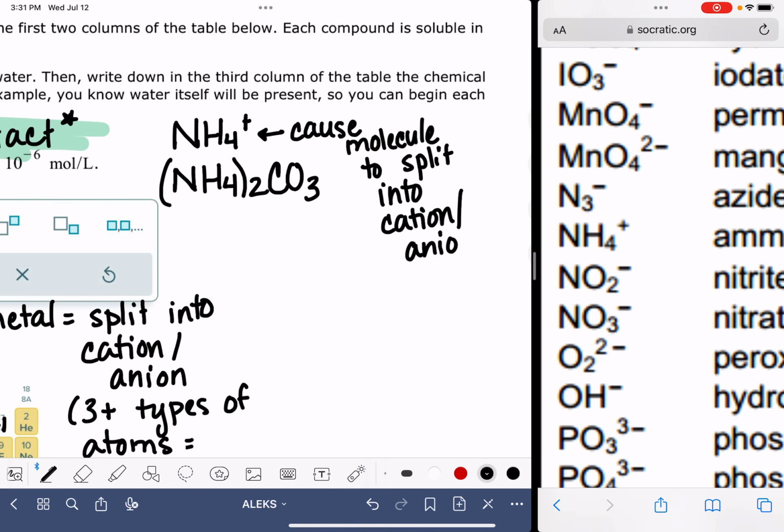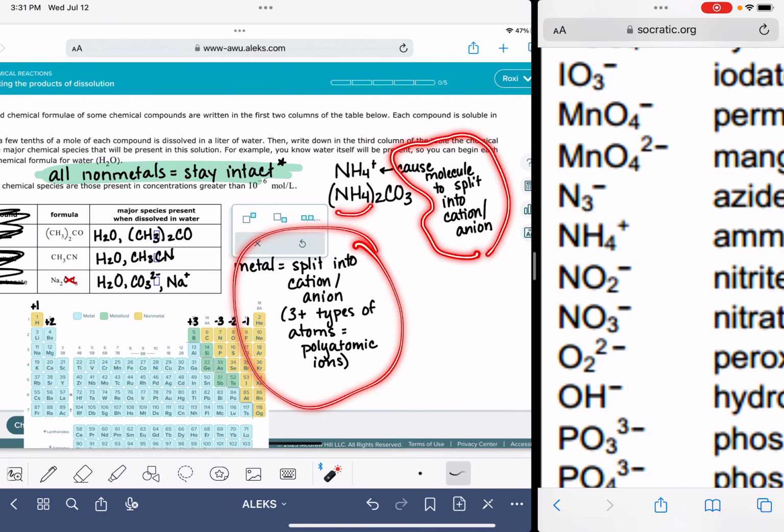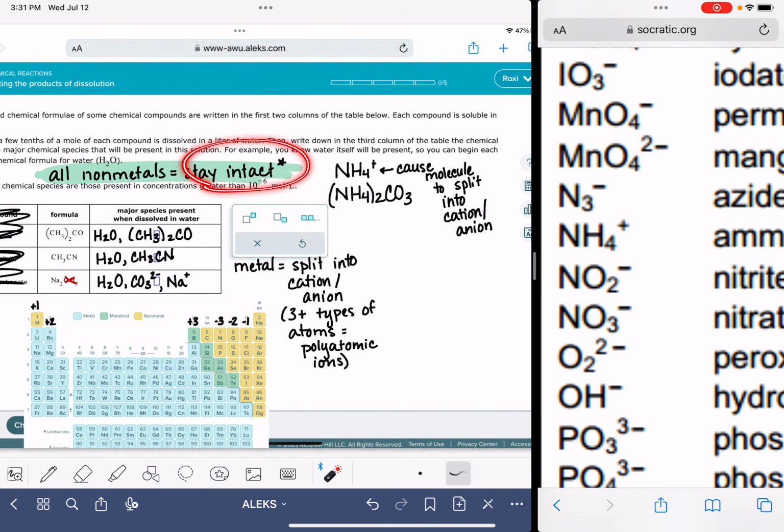And so that is one thing that you need to look out for that's going to be pretty tricky. If you have nonmetals, double check and make sure that you do not have the NH4. And if you do have the NH4, then it is going to split apart just like it would if there was a metal present, not going to stay intact. Molecules that are all nonmetals that do not contain the NH4 group, those are the ones that stay intact.